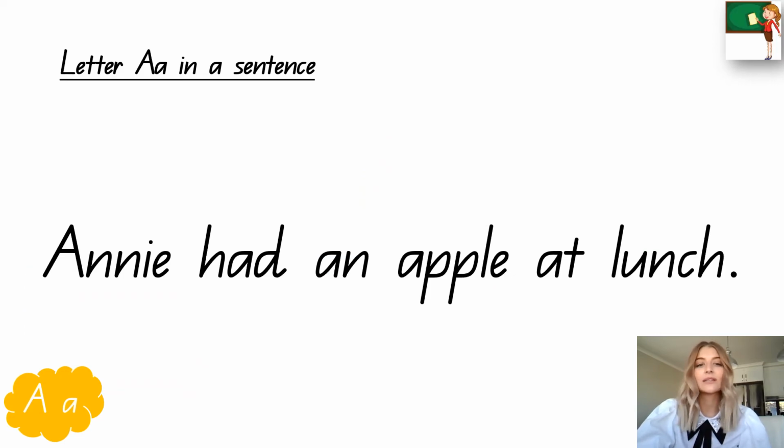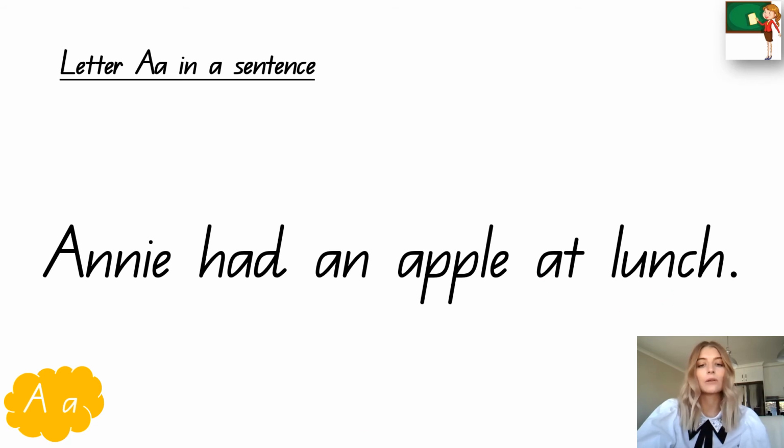Okay, let's have a look. We're going to see if we can find letter A's that are in this sentence. So I'm going to read it to you and use my pointer, and then we can have a go at circling them together. So I'll read it first, then you can have a go. Annie had an apple at lunch. Okay, let's read it together now, following as I point to each word. Annie had an apple at lunch.